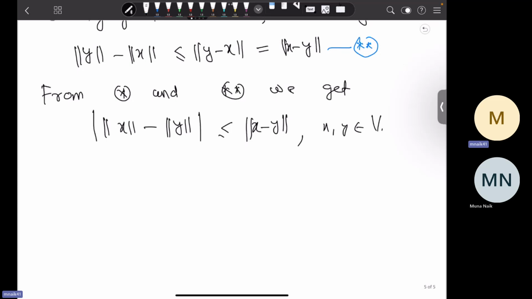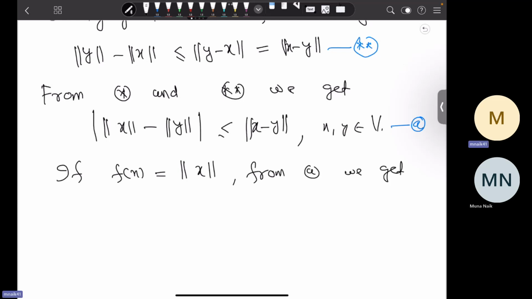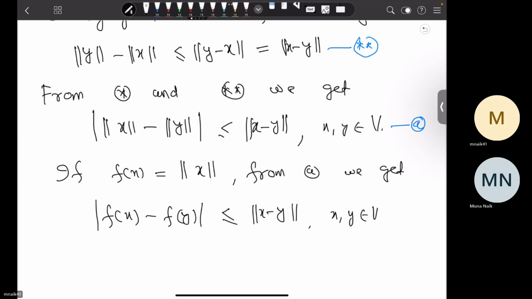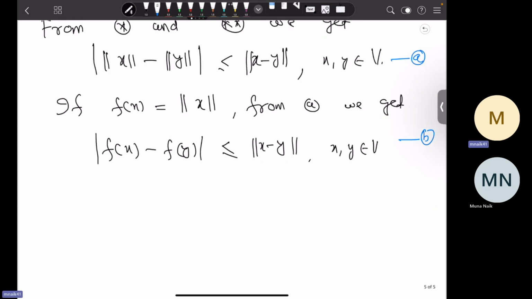So let us call this A. If f(x) is equal to norm x, then from A we get that norm of f(x) minus f(y) is less than or equal to norm x minus y, for all x, y belongs to B. Now I am calling this B. If f(x) is equal to norm x, from A we get this: mod of f(x) minus f(y) is less than or equal to norm x minus y.